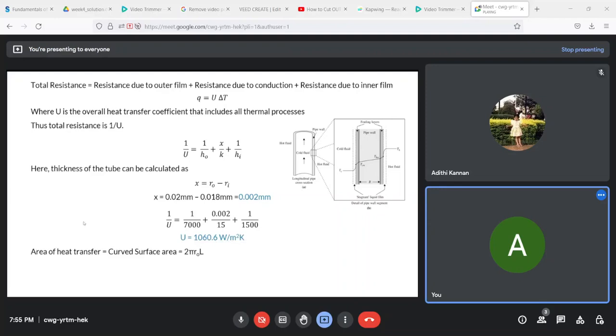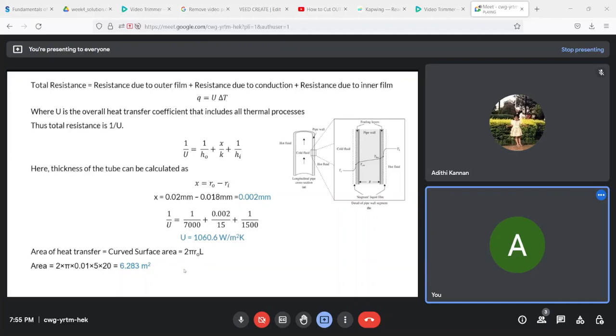So the area of heat transfer: you don't have the heat transfer occurring in the cross-sectional area. The heat transfer is occurring in the curved surface area. So the curved surface area is equal to 2 pi R0 into L. If you substitute the values, you have 2 pi R0, with R0 being 0.01, into 5 for the length of the tube, and we're considering into 20 because we have to calculate the area of all the tubes together.